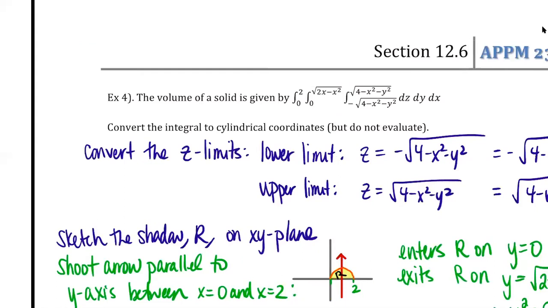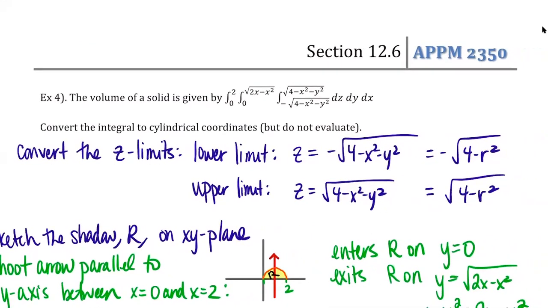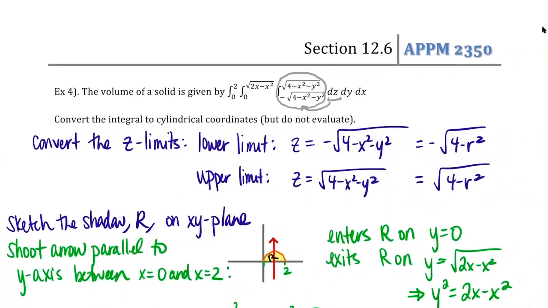Okay, the good news with going between Cartesian and cylindrical is that the z limits will be the same, we've defined z to be the same in both, so I can just keep these bounds exactly as they are, but just rewrite them in terms of cylindrical. So my lower limit is just going to become negative square root of 4 minus r squared, and the upper limit is positive square root of 4 minus r squared.